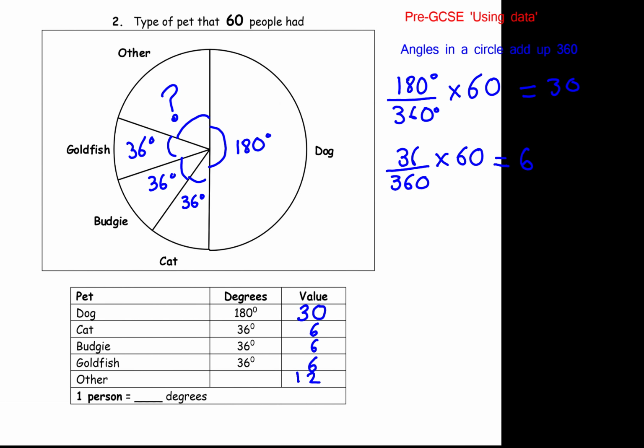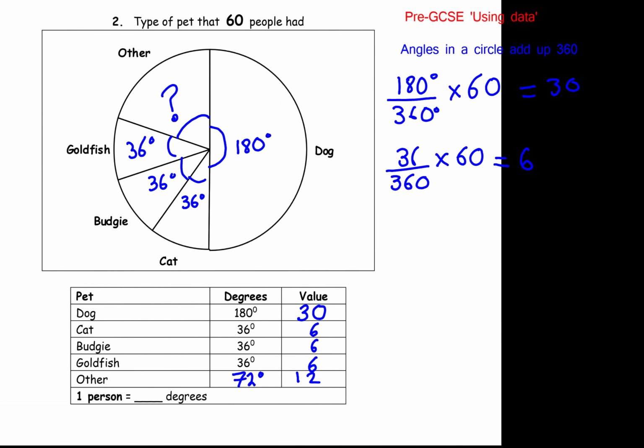Okay, now here, again, I know I've got 180 plus 36 plus 36 plus 36 equals 288. So what I'm going to do now with my 360, I'm going to take away 288, and that gives me 72 degrees. If I add these up all together, this should give me a value of 360. If I add all these up together, this should give me a value of 60. So I've done my question.